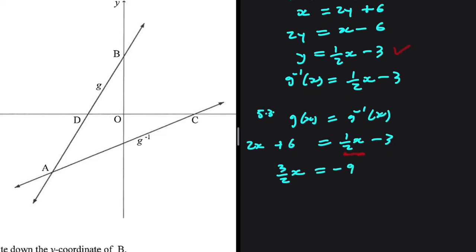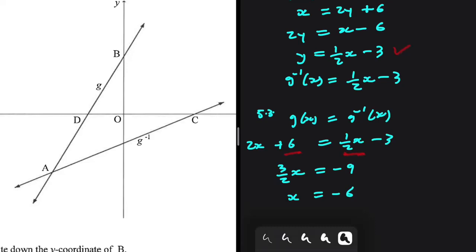If I do that, I'm going to get 3 divided by 2 x equals minus 9. I'm taking plus 6 to the right hand side, so I'm going to get minus 3 minus 6, which is minus 9. Now what I have to do is divide both sides by 3 divided by 2. If I do that, I get x equals minus 6. So that is the x value at A.